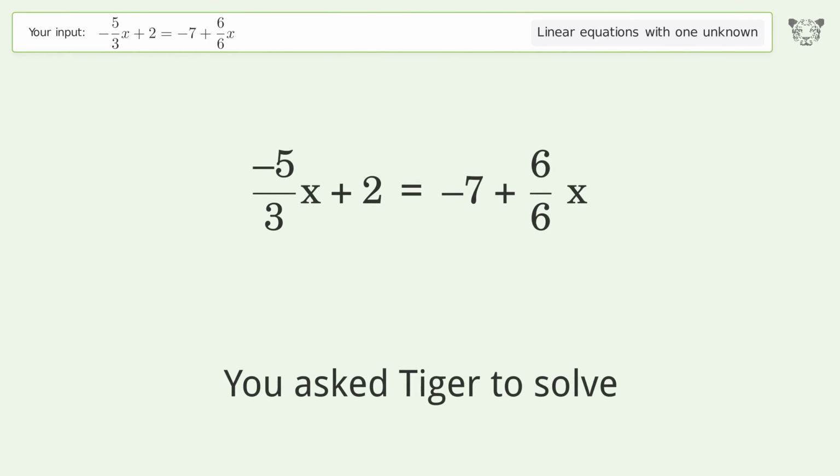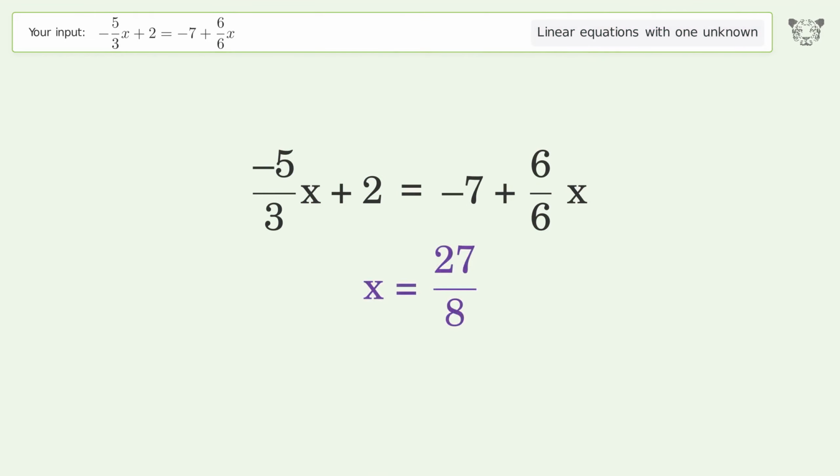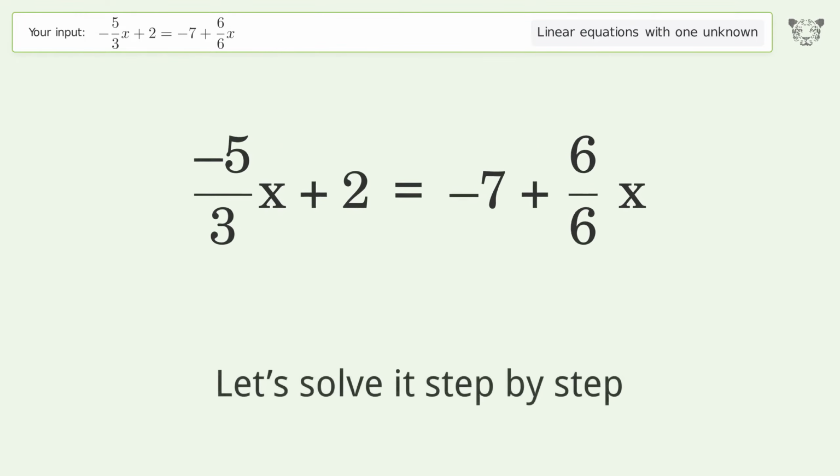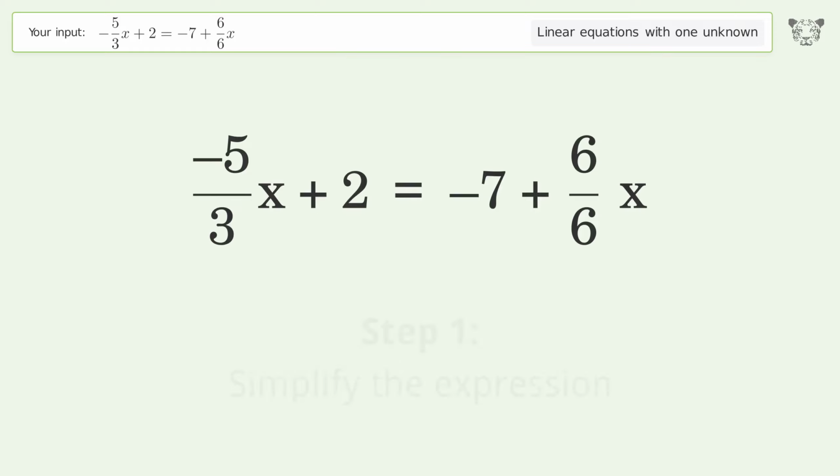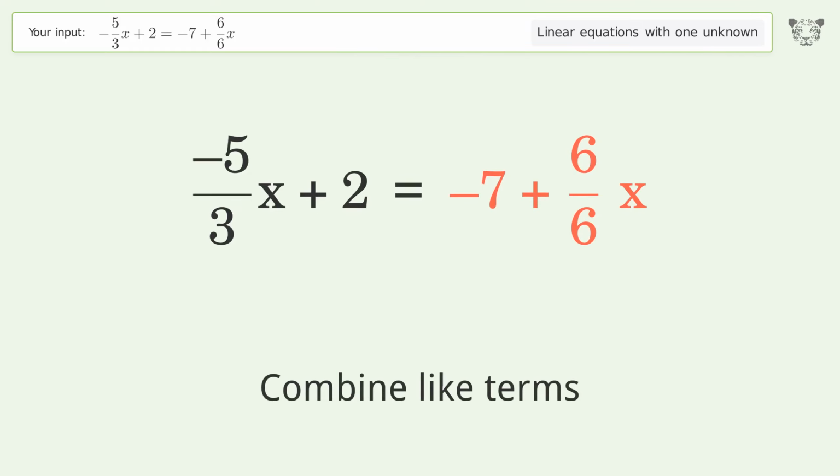You ask Tiger to solve. This deals with linear equations with one unknown. The final result is x equals 27/8. Let's solve it step by step. Simplify the expression. Combine like terms.